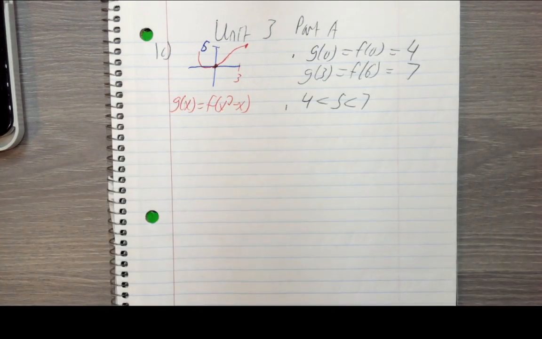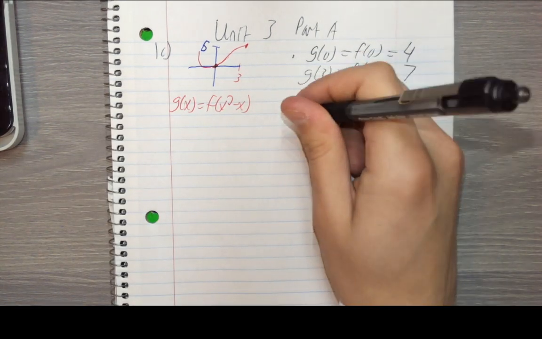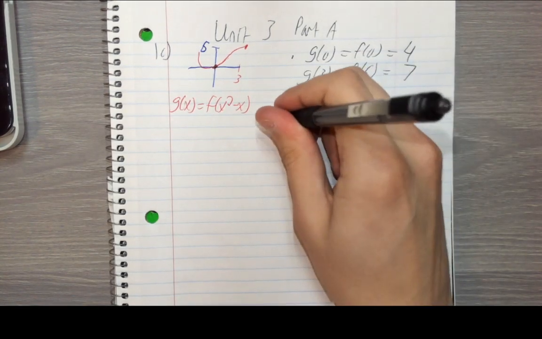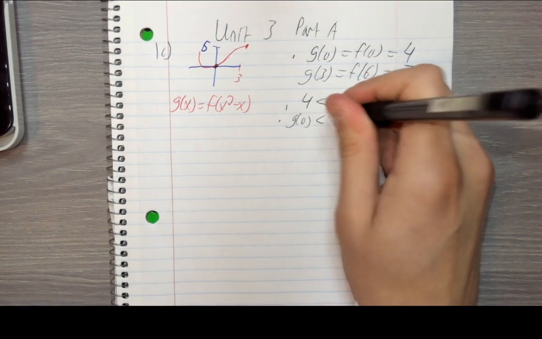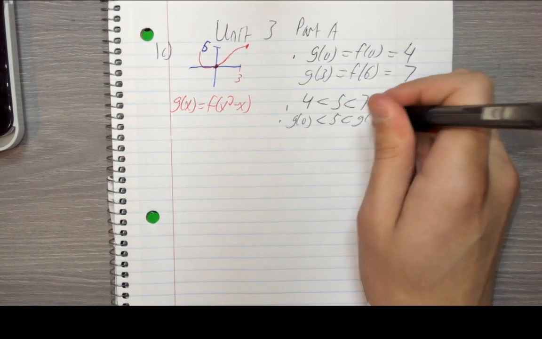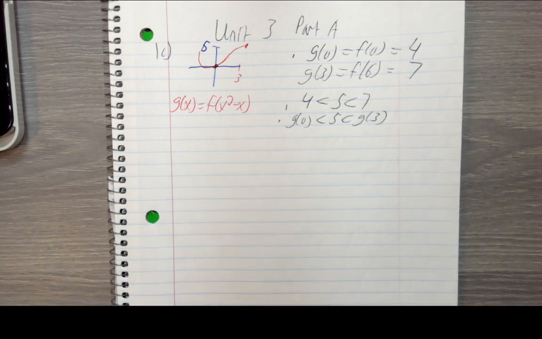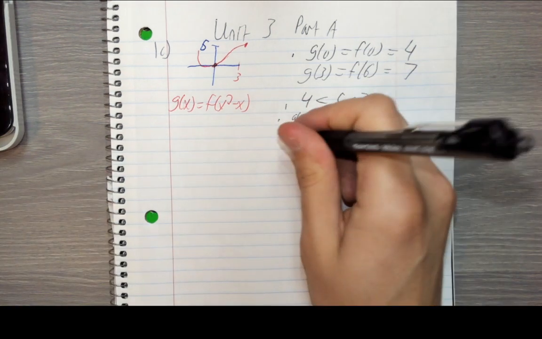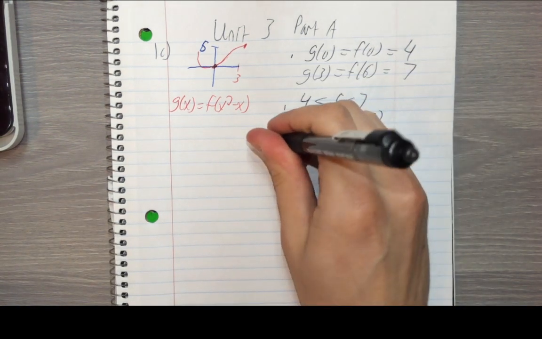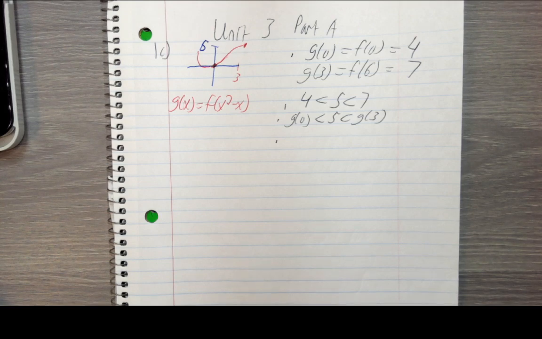So in other words, you can write that, or you can write g of 0 is less than 5, which is less than g of 3. That's saying the same thing. However you chose to express that is fine. I'm doing bullet points. It just breaks up the work a little bit. The last thing I need to do is then show, is it continuous?